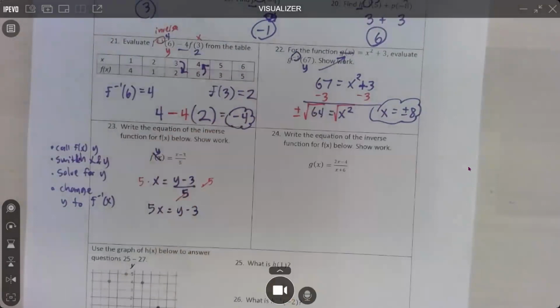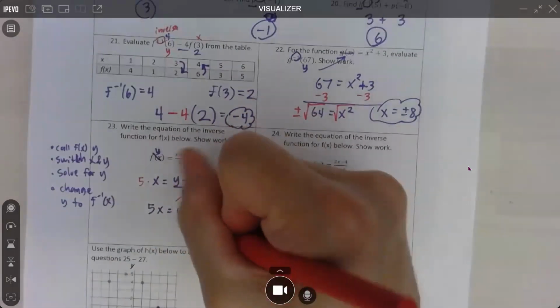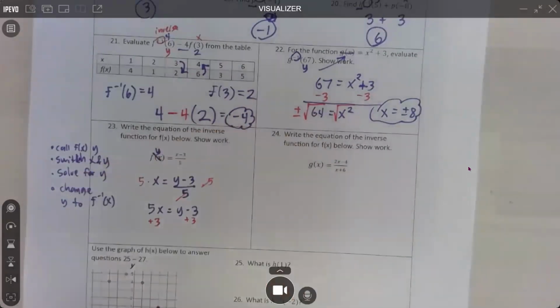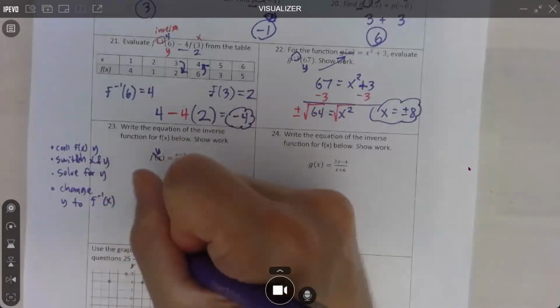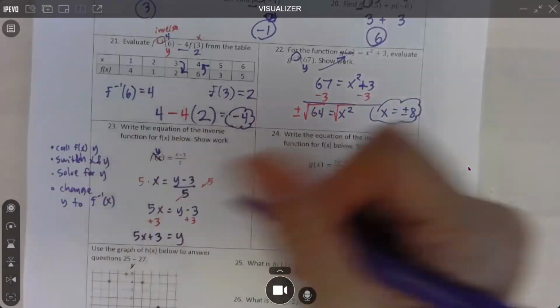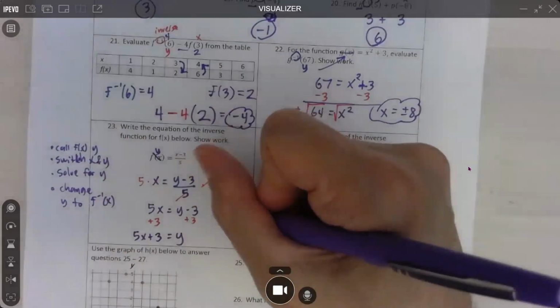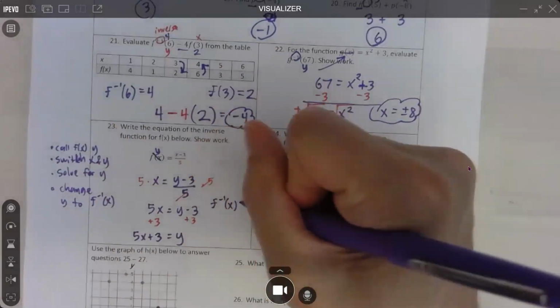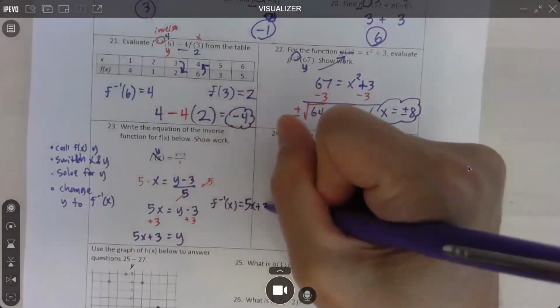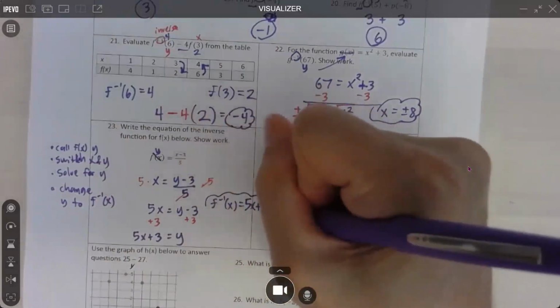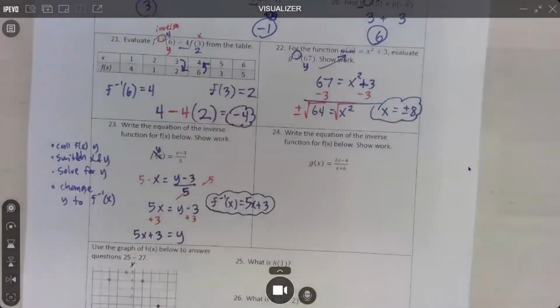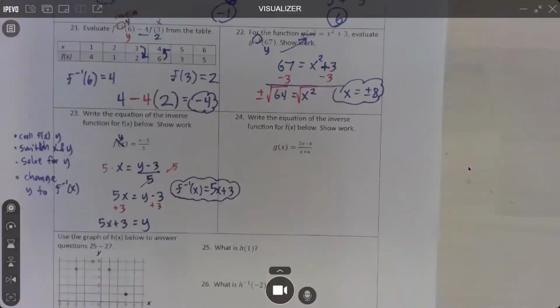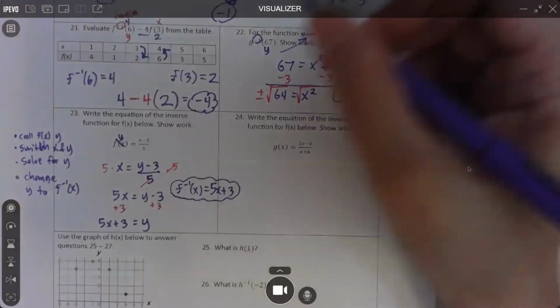We want to get y by itself, so we're going to add 3 to both sides. 5x plus 3 is simply 5x plus 3. And my final answer will be f inverse x equals 5x plus 3. Lots of different inverse type functions you can solve. That's just one example. Question number 24.